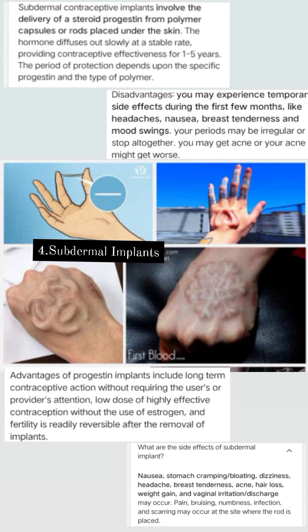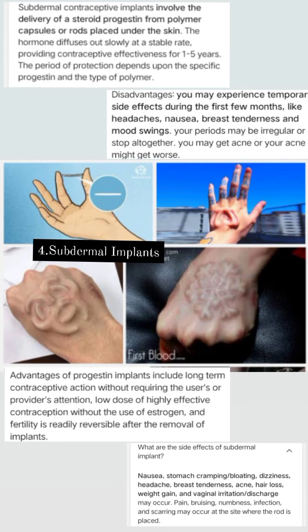The advantages of progestin implants include long-term contraceptive action without requiring the user or provider's attention, low dose of highly effective contraception without the use of estrogen, and fertility is readily reversible after the removal of implants.